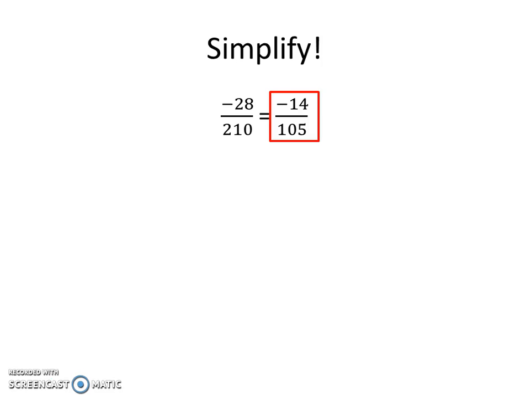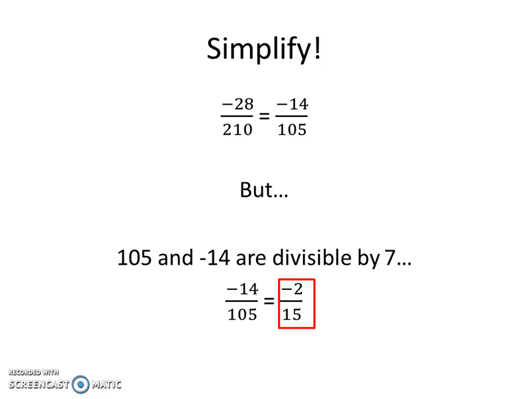Can anyone think of how it can be simplified further? Well, both 14 and 105 are divisible by 7. So if I divide negative 14 by 7 and 105 by 7, I am left with negative 2/15. Now, that is my simplest answer because 2 and 15 do not have any common factors.